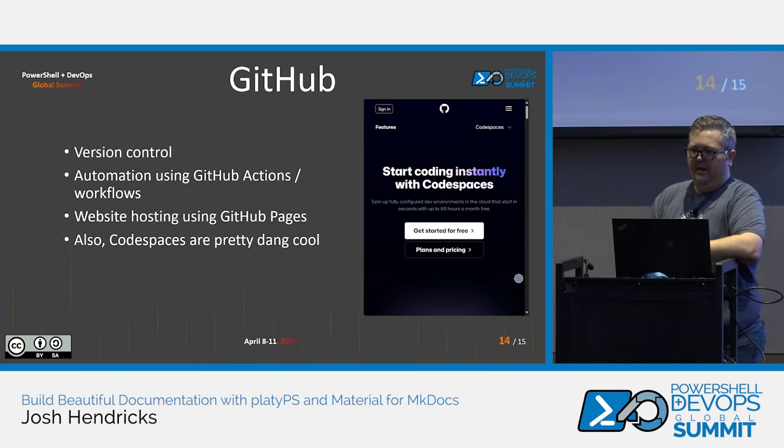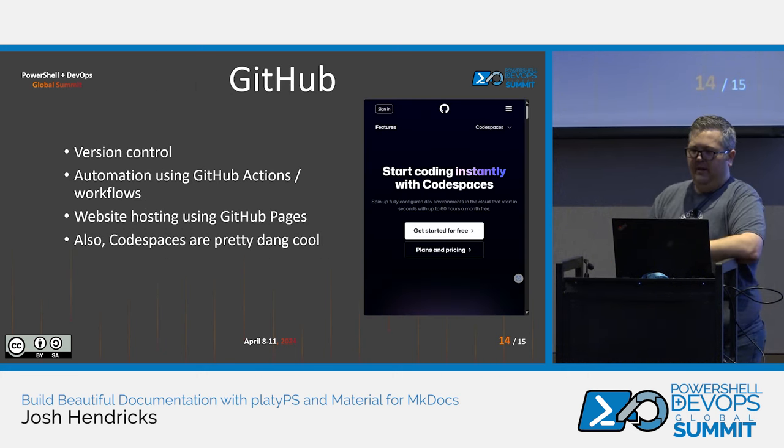All right, so we have our module. Now we want some markdown files that have our documentation. In order for platyPS to generate the markdown, it needs to have the module imported, so it needs to be available. If it's not in your current user path, where PowerShell automatically goes to find modules, or the all users path, you want to make sure to import it explicitly so that it's available, and then you can run your New-MarkdownHelp command.